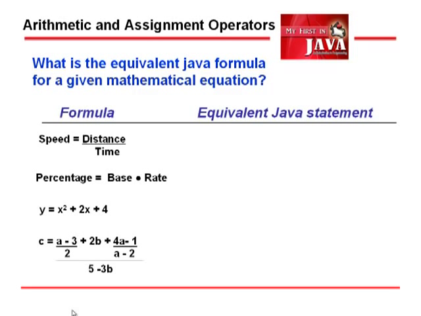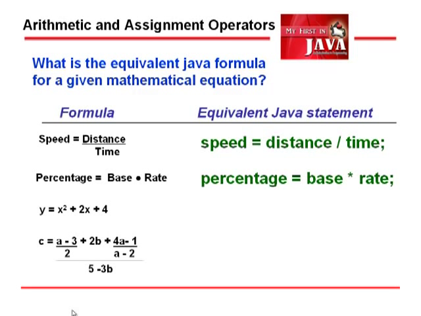Okay, so we have the following formula. This is a mathematical formula. What would be the equivalent Java formula if it is expressed in a Java statement? Of course, this would be speed is equal to distance slash time. So slash means division. We multiply base by rate by the use of the asterisk symbol that serves as the multiplier, or multiplying symbol.